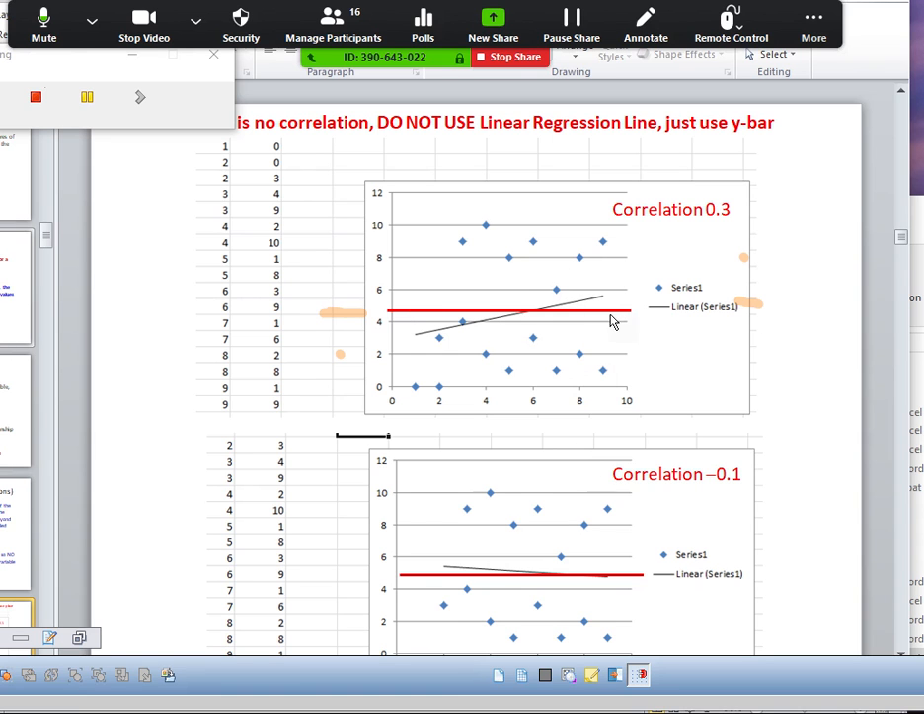You should use the red line, the average. The correlation line, this black line through here, the linear regression line, don't go using that when your data is not aligned. When your data is just a bunch of random dots, just use y bar, the average.